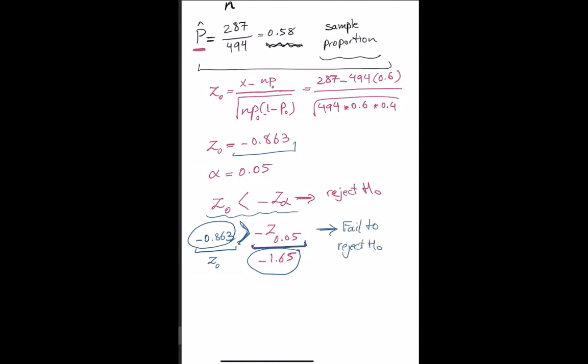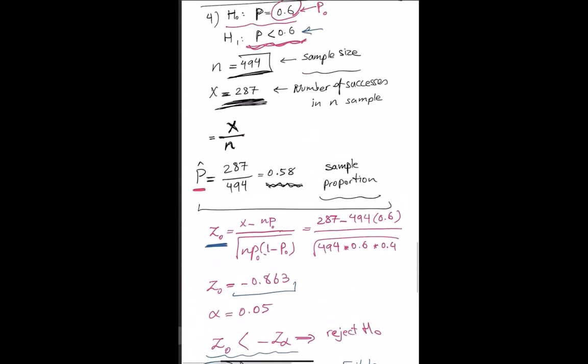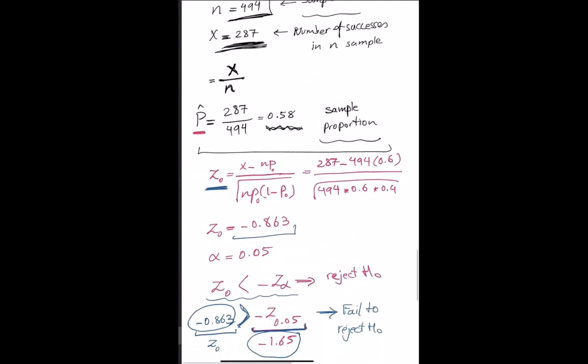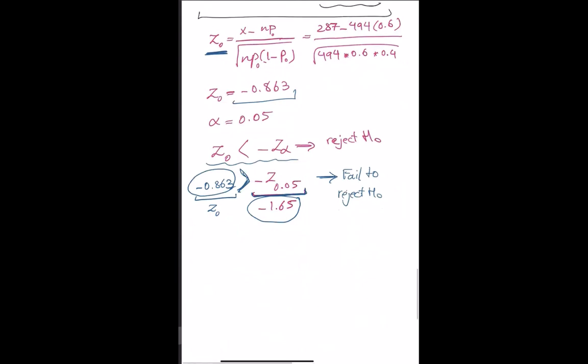Okay, so construct the test statistic, compare it with the critical value, make sure to pay attention to see if it's a one-sided test or two-sided test, and make the conclusion. And now, I want us to also calculate the p-value. So let's calculate the p-value here as well.